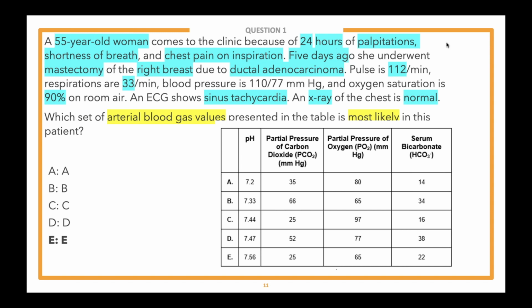So individuals with acute PE, like this patient, are often tachypneic, okay? And they have hypoxemia.